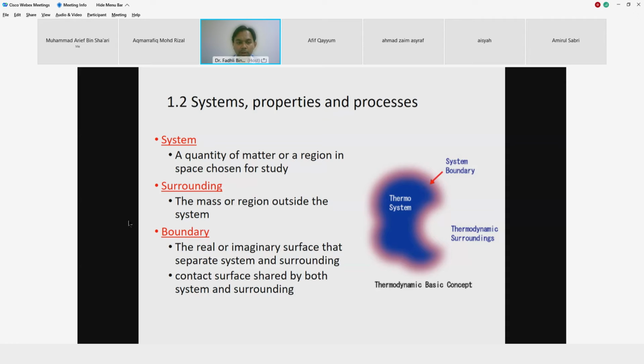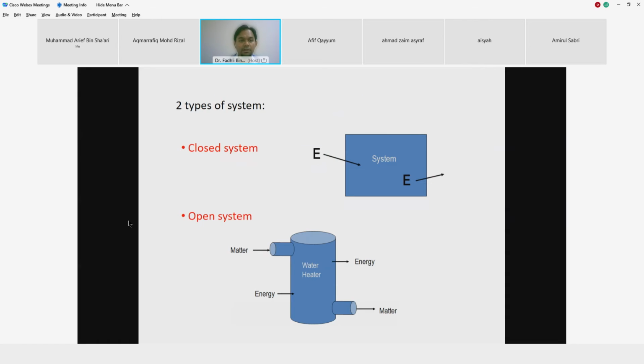This is how we apply this term in our life: system, surrounding, and boundary. Please make sure you understand very well the definition of these terms, because we are going to use them for the whole course: system, surrounding, and boundary.